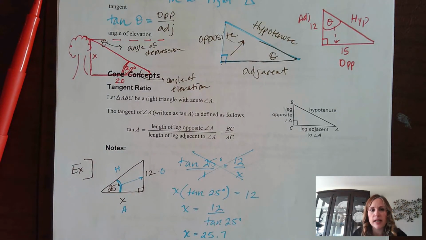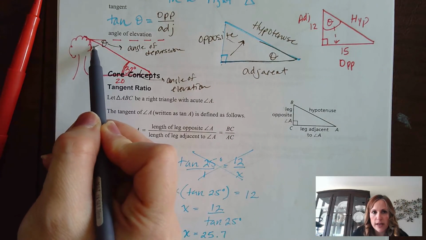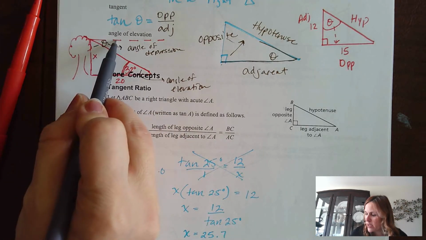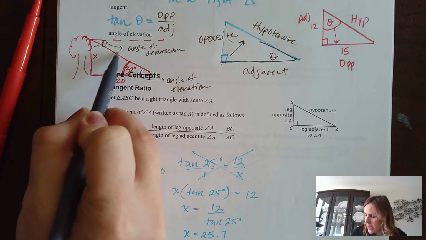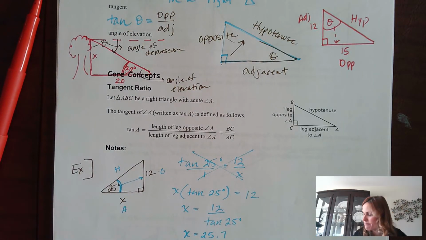The biggest mistake I see is that people label this little acute angle up here as the angle of depression, and that's not true. The angle of depression is like, imagine you're looking straight out and looking down to the ground. It's this distance here, that many degrees.